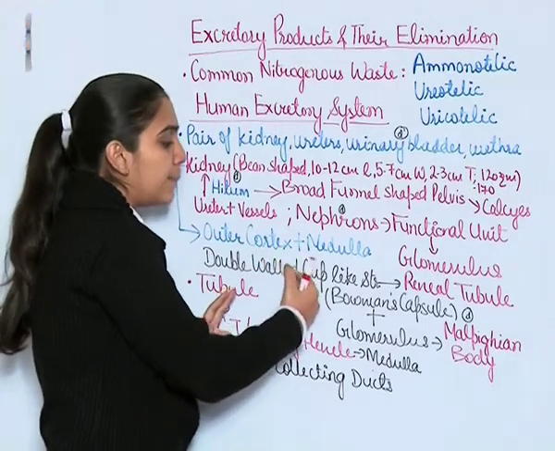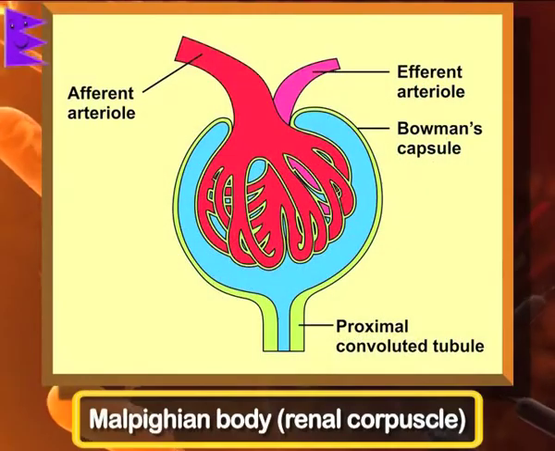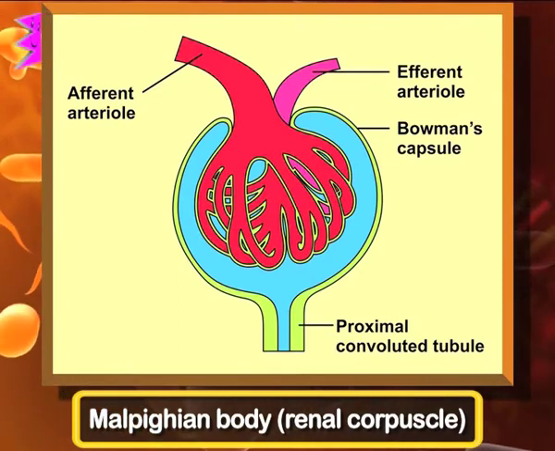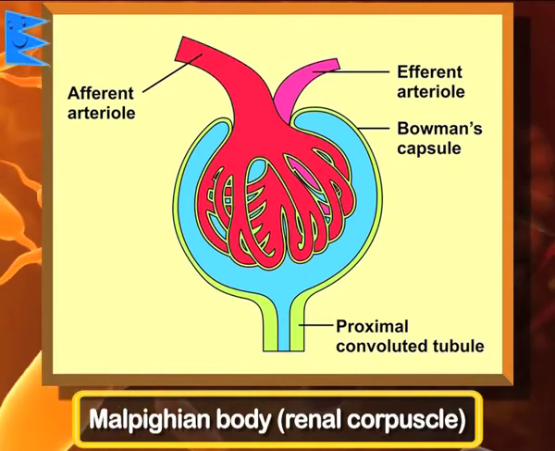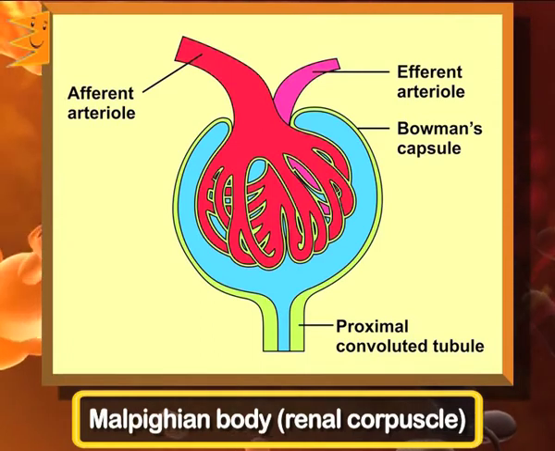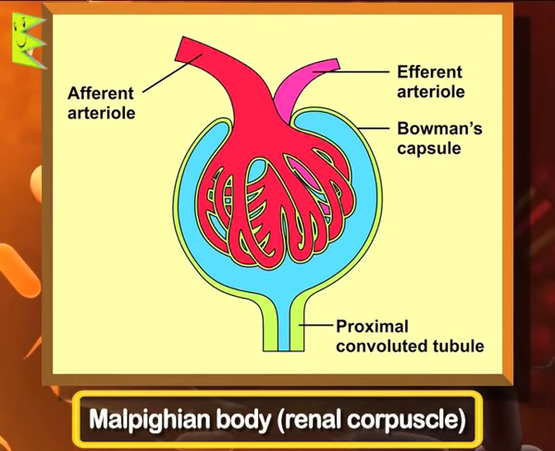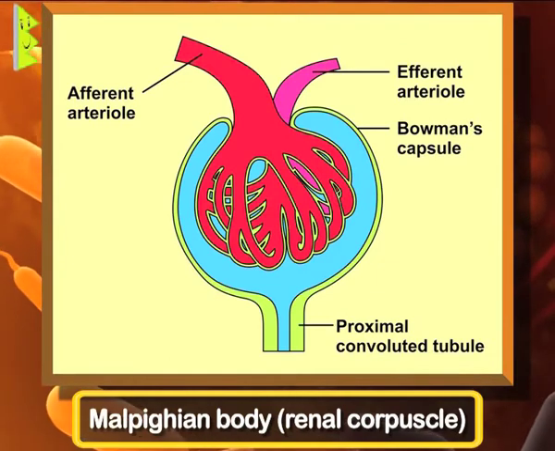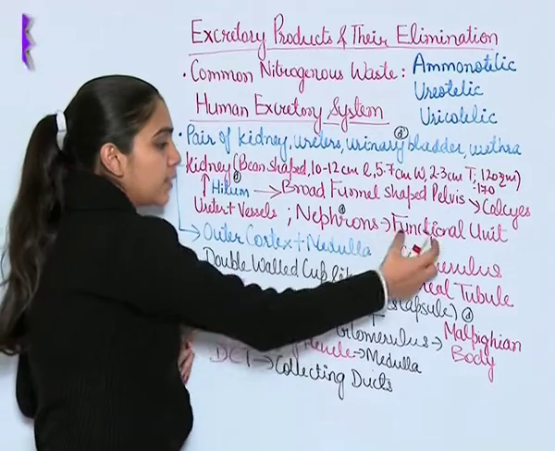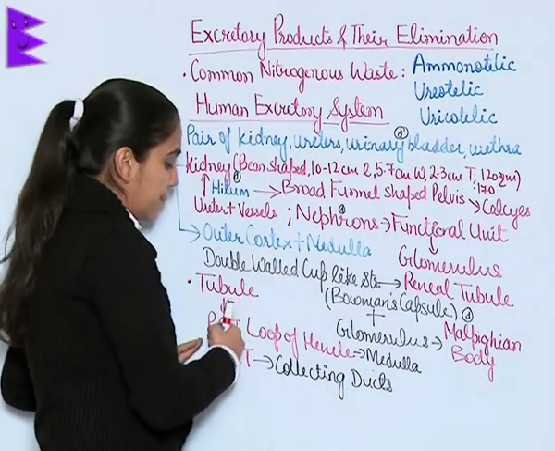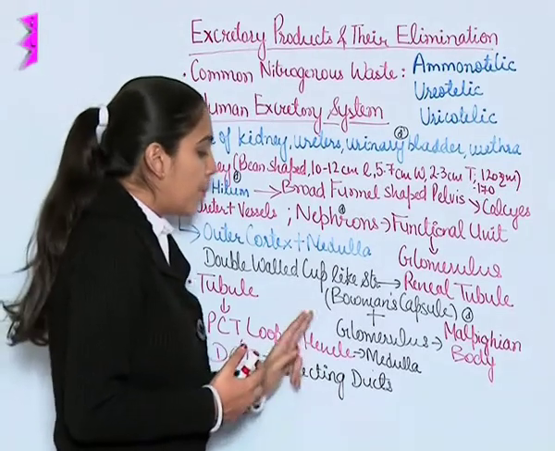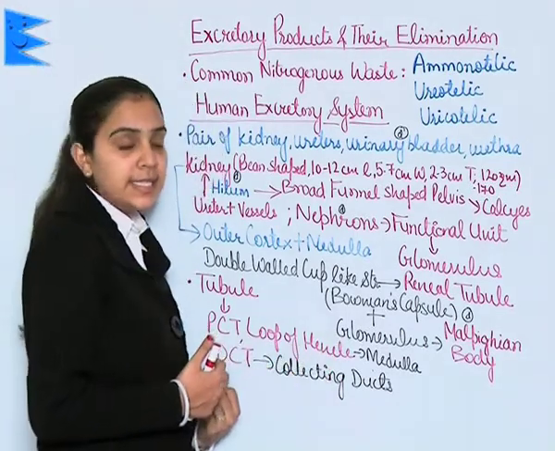A double-walled cup-like structure named Bowman capsule begins the renal tubule, and this Bowman capsule along with the glomerulus forms the Malpighian body or Malpighian corpuscle. You can see in the diagram how this Bowman capsule plus glomerulus is forming the Malpighian body. Further, the tubule is the PCT, which is the proximal convoluted tubule, then the loop of Henle and DCT.